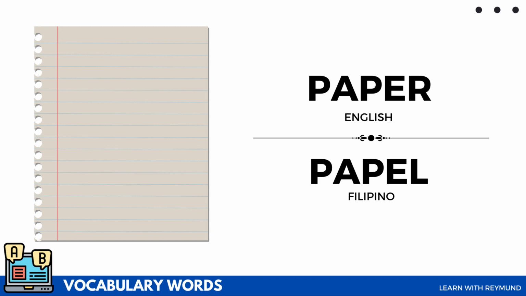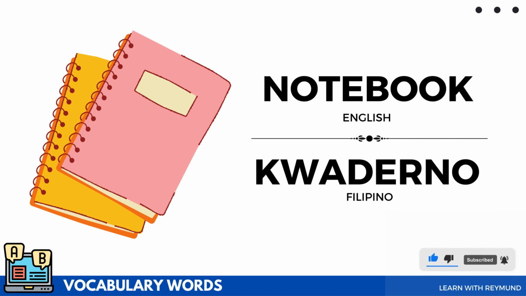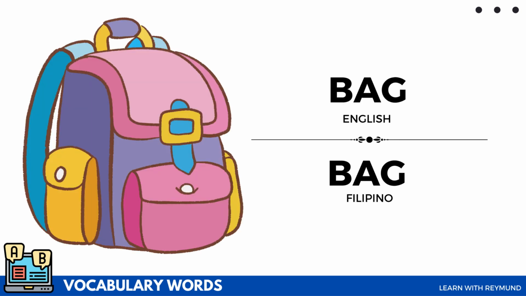Paper, papel. In English, it's pencil, while in Filipino, it's lapis. Pencil, lapis. In English, it's a notebook. In Filipino, it can also be a notebook or a kwaderno. Notebook, kwaderno. In English, it's a bag, and in Filipino, it's also a bag.